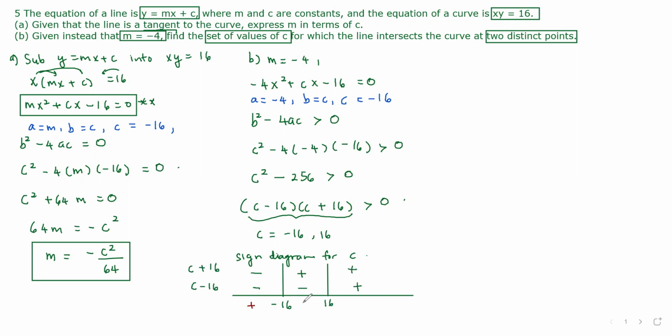You have a positive, a negative, and a positive. We solve for the case where the product is greater than 0, so we look at the intervals with positive sign. In this case, c is either less than negative 16 or c must be greater than 16. That gives you the set of values of c in which the line intersects the curve at two distinct points.